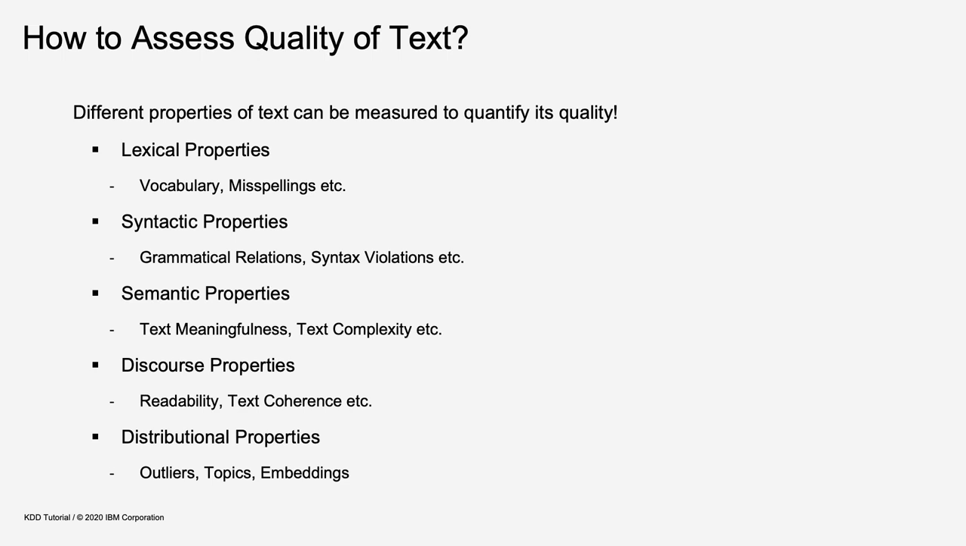We can also assess semantic properties such as ambiguous words, phrases, if the text is meaningful or not, or contains complex words, phrases, etc. Further, we can also assess the discourse properties such as readability of the text, text coherence, etc. And finally, we can assess the distributional properties of the text embeddings to study the outliers and topics, etc.